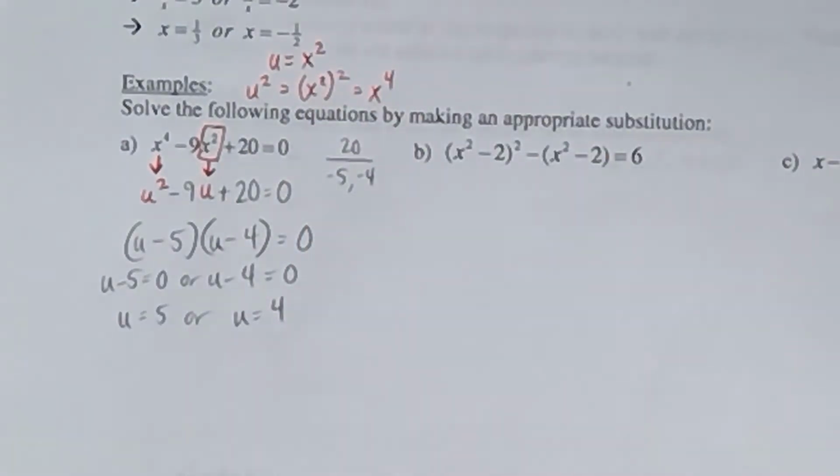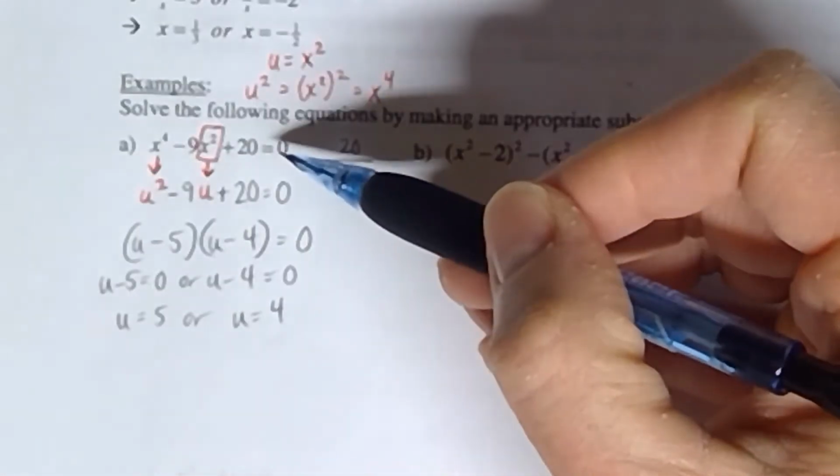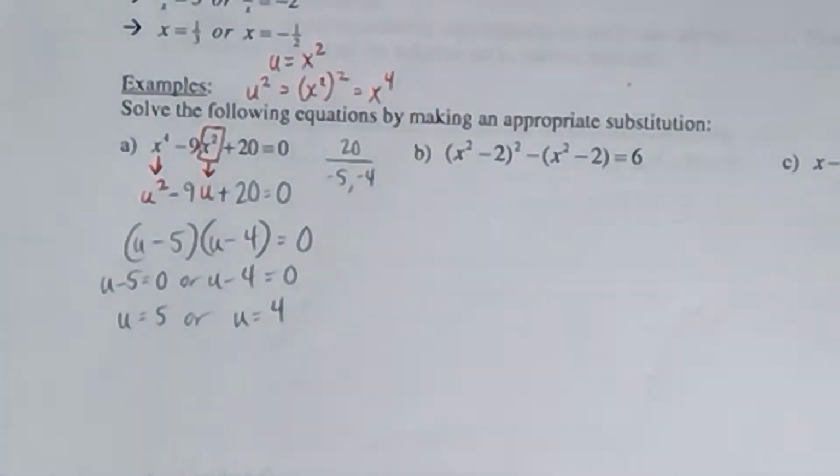You might be thinking, hey, wait a second, you just got the variable by itself. Aren't we done? I mean, you asked us to solve the equation. But here's the problem. The original equation has x in it. It does not have u in it. Whatever the original variable is, that's what you got to get by itself. The u is just going to help us get to that point.